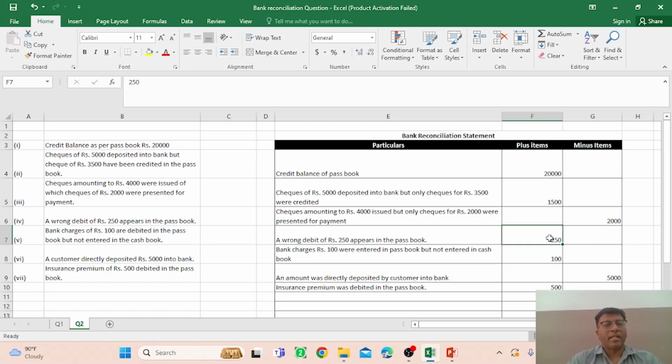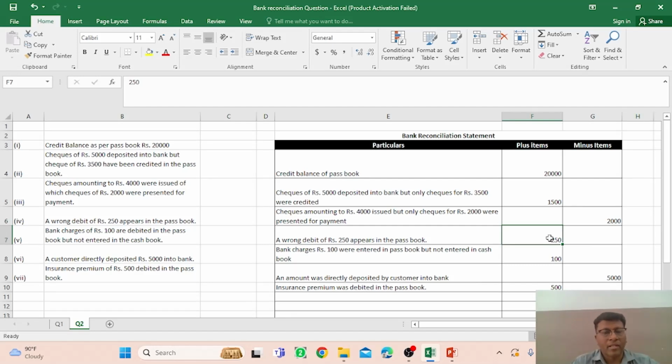And bank charges of rupees 100 are debited in the passbook but not entered in the cash book. So again, this is the case where the bank is debiting your passbook, reducing the balance, but there is more balance in the cash book because there is no impact, so you have to write it in the plus item. And a customer directly deposited rupees 5,000 into the bank. Okay, so there is a lesser balance in the cash book, so you have to write it in the minus item, right?